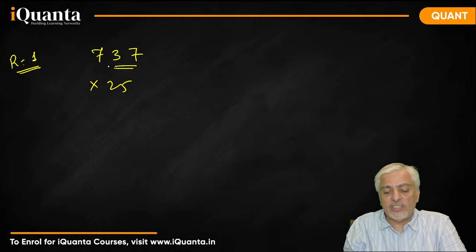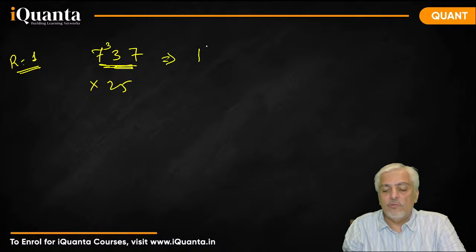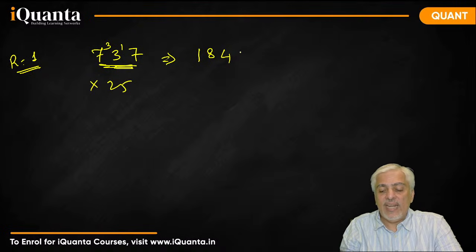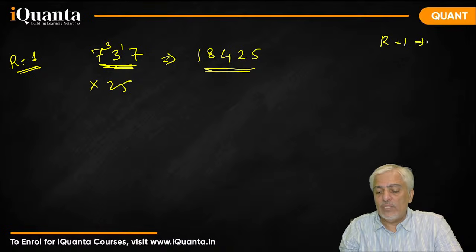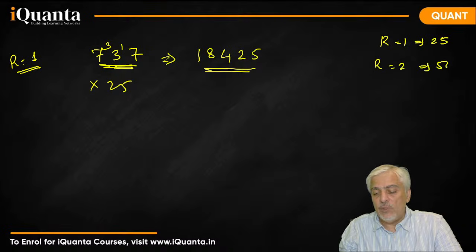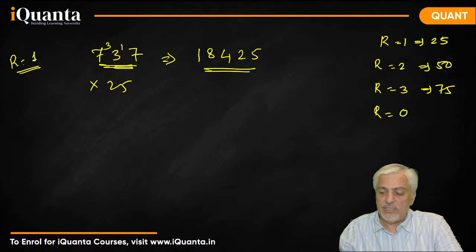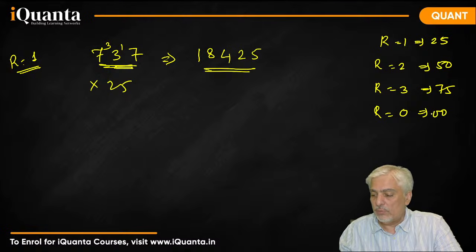Okay? Now start dividing by 4. 4 ones are 4. 4 eights are 32. 4 fours are 16. What is the remainder? It is 1. Whenever remainder is 1, at the end you will put 25, instead of 2 zeros. If remainder is 2, at the end you will put 50. If remainder is 3, at the end you will put 75. And if remainder is 0, you will put 0, 0.